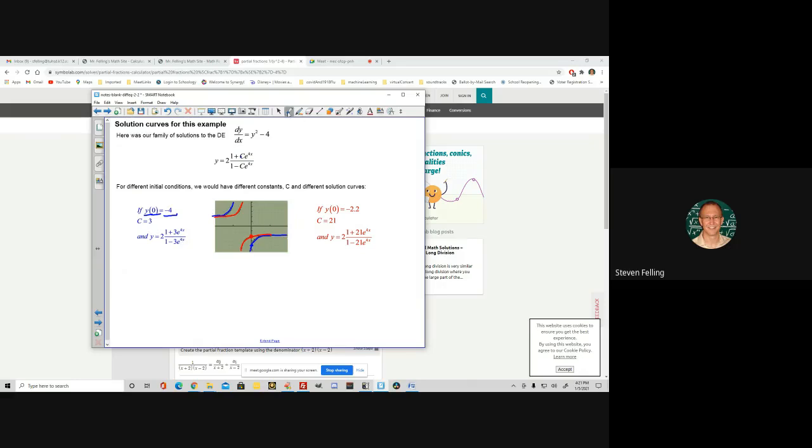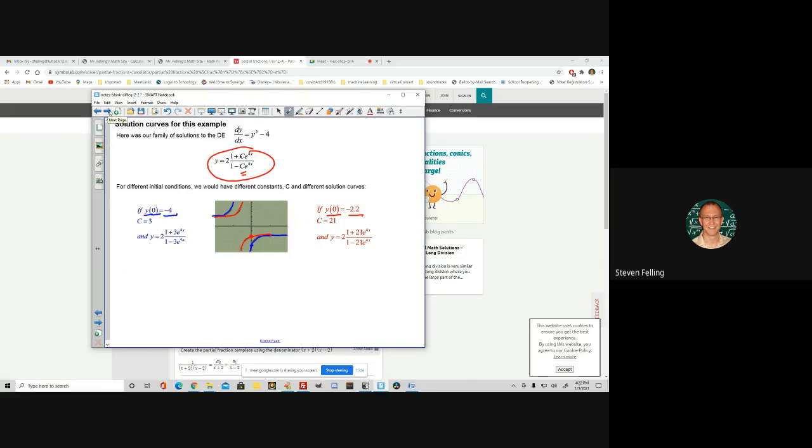On the other hand, if you were told that y at x equals 2 is negative 2.2, then when you plug in the values, you'd get (1 plus c over 1 minus c) times 2 has to equal negative 2.2. When you solve for that, you end up getting that the constant of integration is 21. And when you fill that in, you get a little bit different curve, right? So we know that there'll be a different curve depending on what the initial conditions are. This represents a family of curves, or a general solution, until we establish the constant with a particular initial condition.